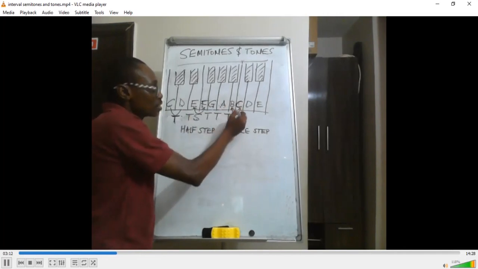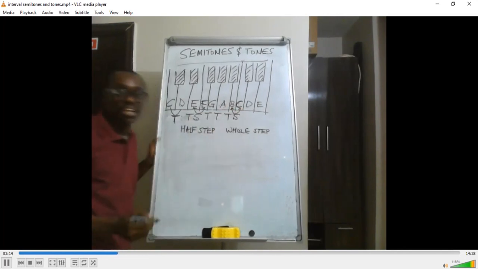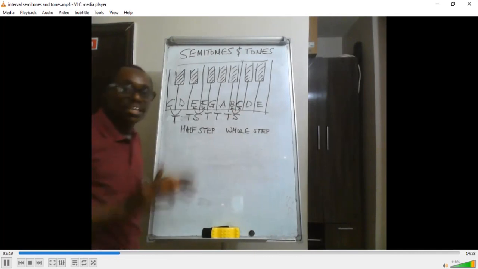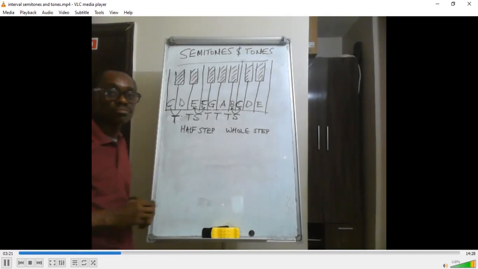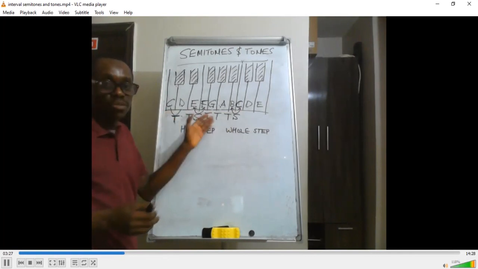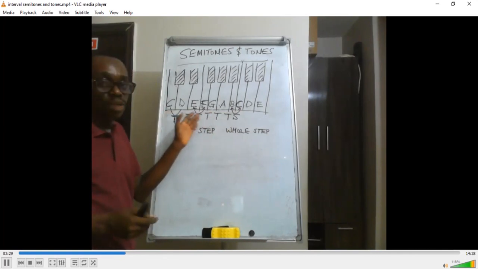Between B and C, the interval there is a semitone as well. What you have there is what? A semitone. You have a semitone distance. So in other places along the white keys, you have tones.